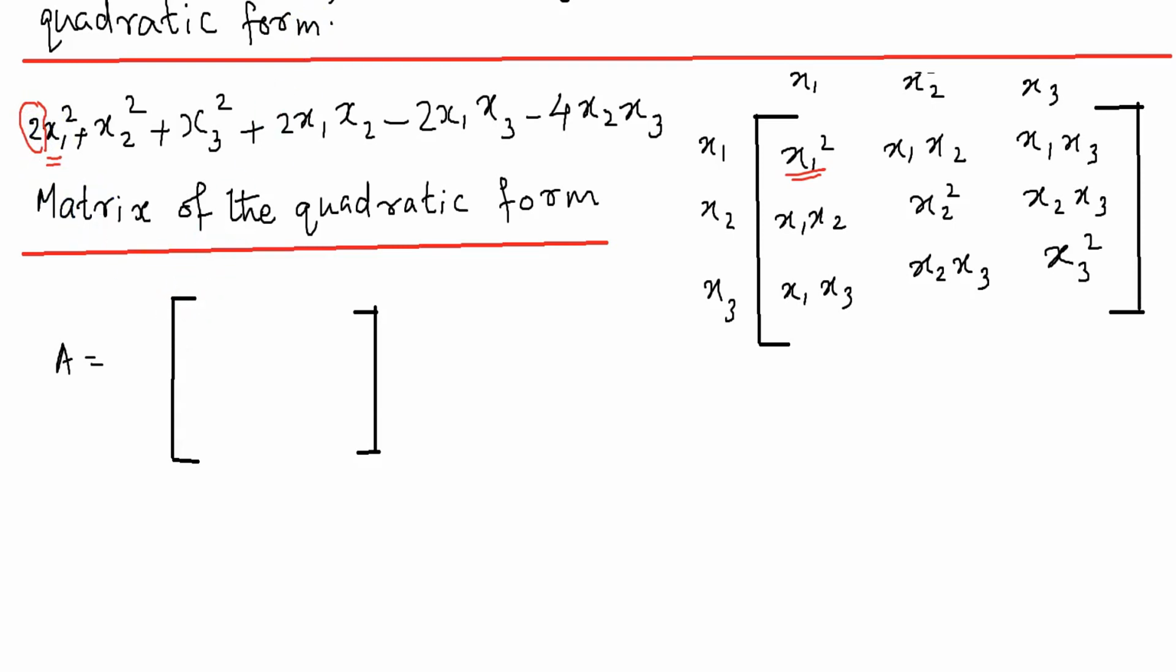Here the coefficient of x1 square is 2. So we write the first row element as 2. The second element in the first row is the coefficient of x1, x2, that is 2. We divide it with 2 and write the element as 1. The third element in the first row is the coefficient of x1, x3, that is minus 2. We divide it by 2, we get minus 1.